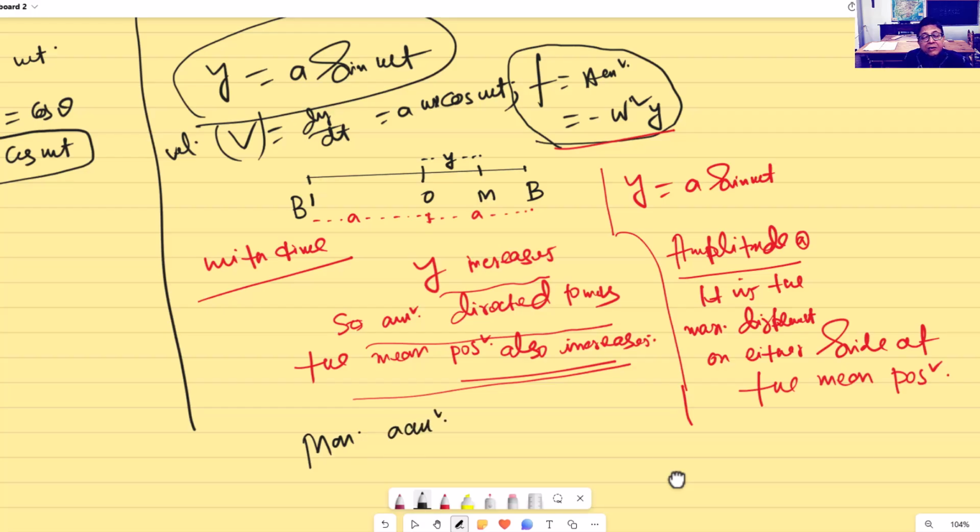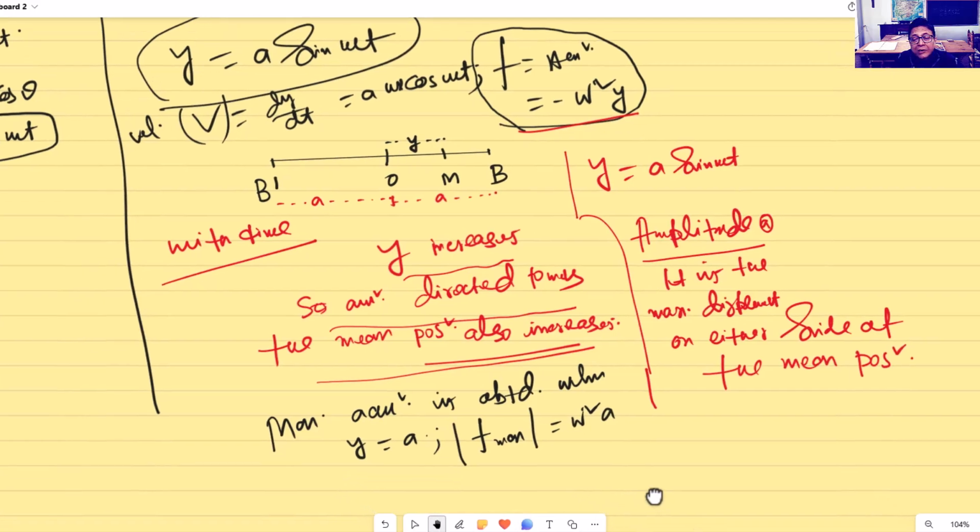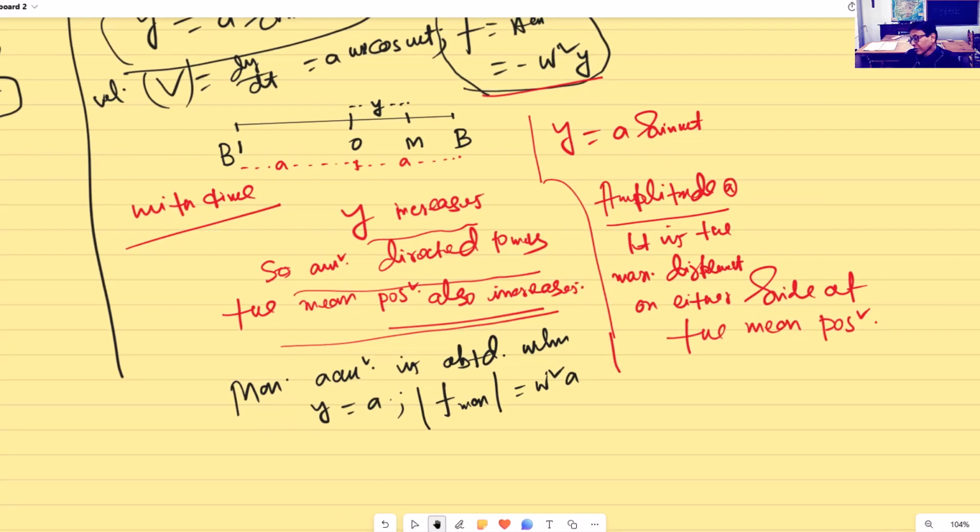Maximum acceleration is obtained when y equal to A. So if you put y equal to A over there, it is going to be omega square A. This F max occurs where? This F max occurs either on the right extreme or on the left extreme. This is the maximum acceleration, omega square into A. But we haven't mentioned anything about velocity. Let's see what happens for velocity.